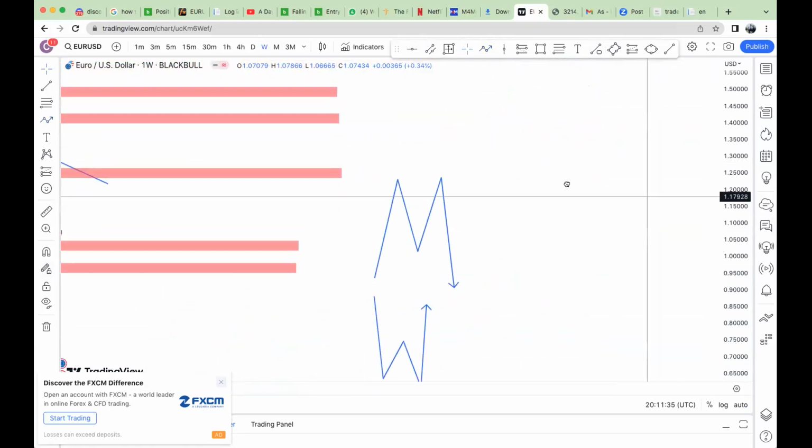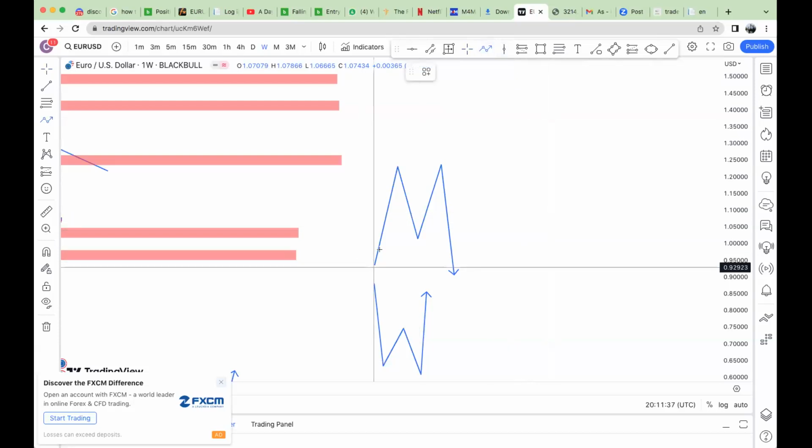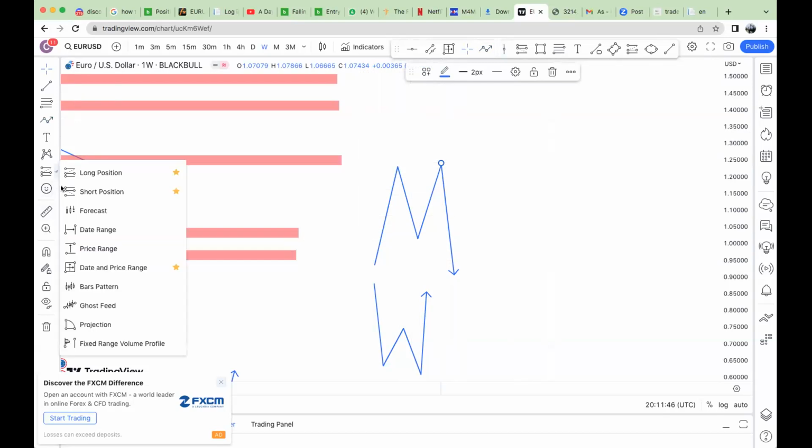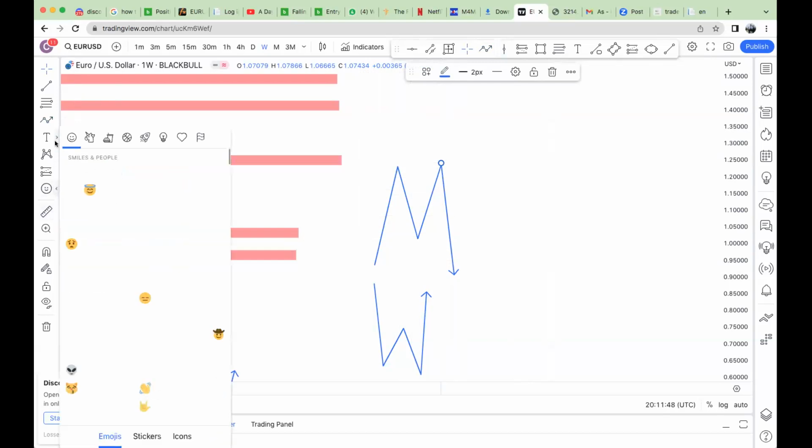Now, what's a double top? A double top is when price shoots up to a level, comes back down, and then goes up. This is what we call a double top.